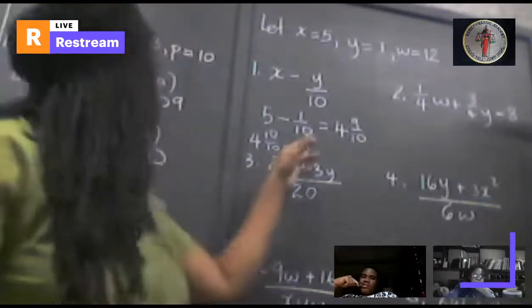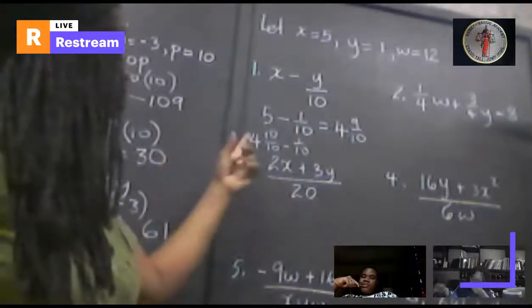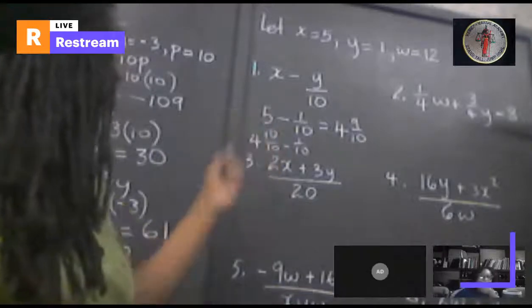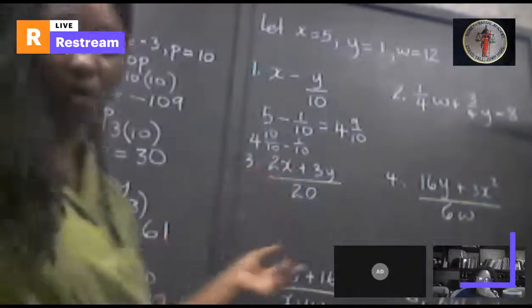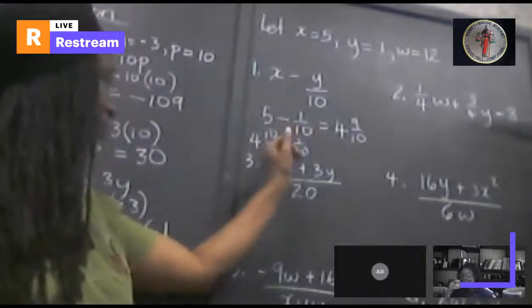So since this is 10, I just wrote that 1 whole as 10 over 10. So 4 and 10 over 10 is the same as 5, because 10 over 10 is 1 whole. And then I just take 1 from the 10 and put it back over 10.